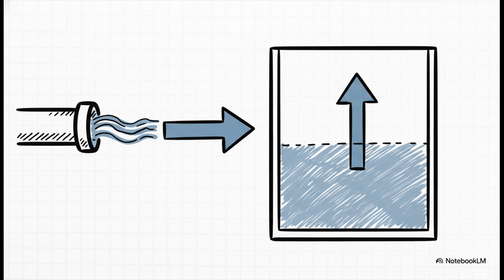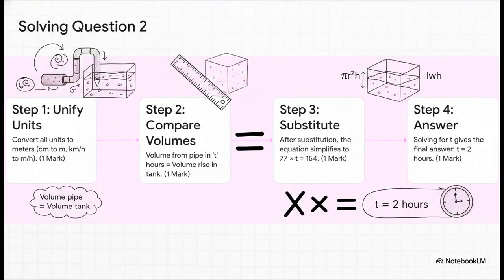This is the one that trips a lot of people up, but it's really just another volume problem in disguise. The logic is simple. The volume of water that comes out of the pipe in a certain amount of time has to equal the volume of the water that rises up in the tank. But wait, before you do anything, step 1 is the most important part of this entire question.